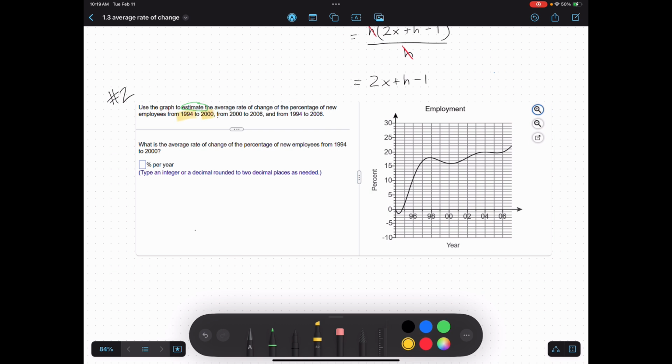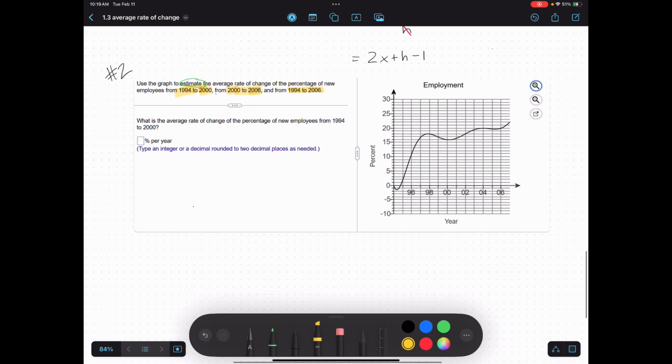But notice, I want to point out something. Notice it gives you intervals. Remember, average rate of change is impossible if they don't actually give you intervals to work with. So it gives me 3 different intervals: 1994 to 2000, 2000 to 2006, and then 1994 to 2006. Well, let's do this first one, 1994 to 2000. Remember, what do 1994 and 2000 represent? These are my x values. When I'm using my rate of change formula, I already know what to subtract in the denominator. I'm going to subtract 2000 minus 1994.